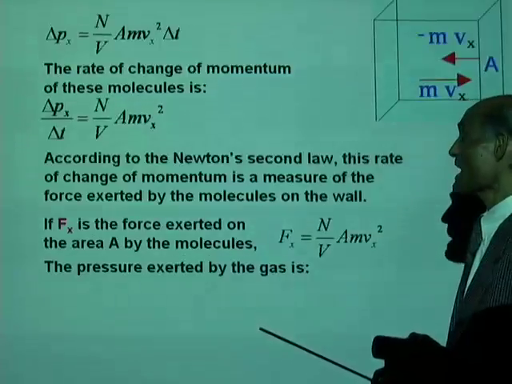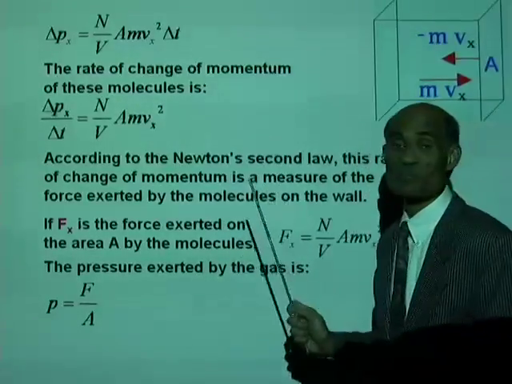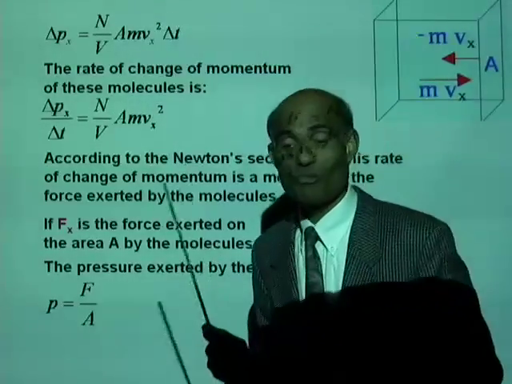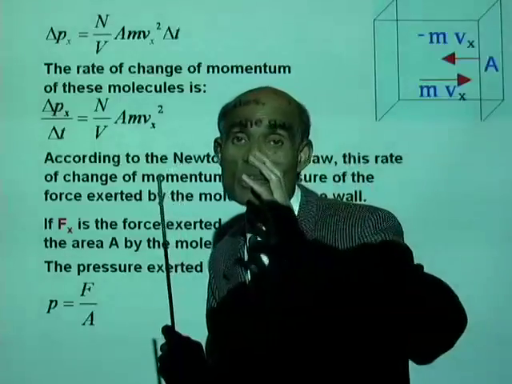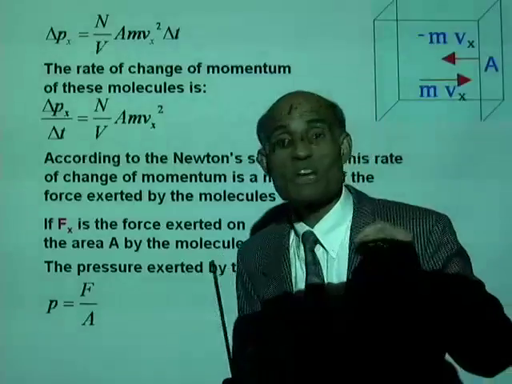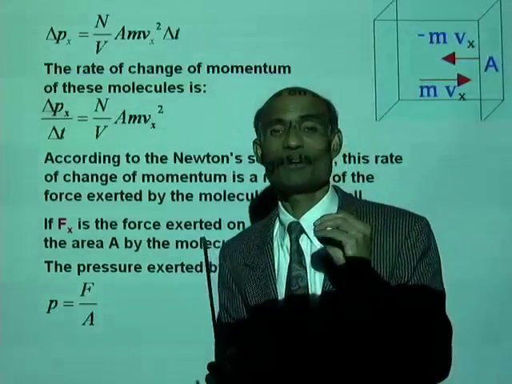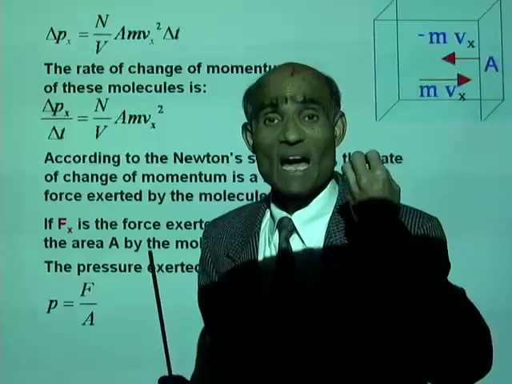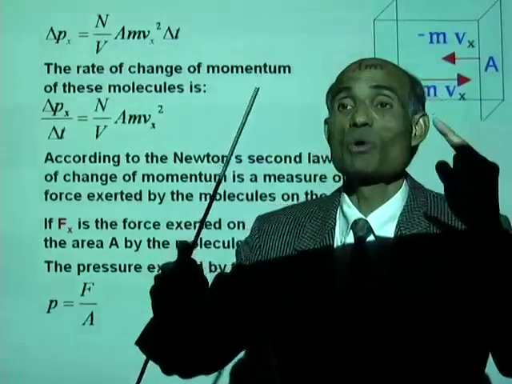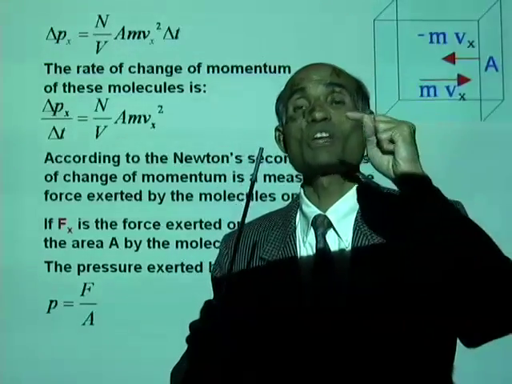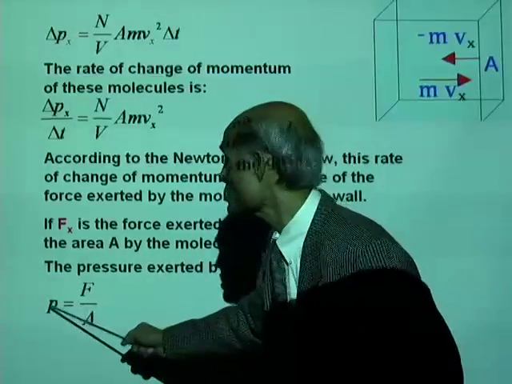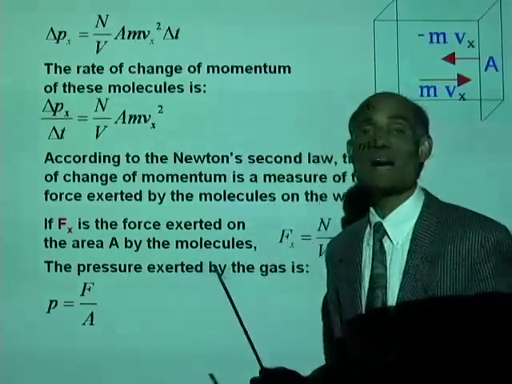The pressure exerted by a gas. You see, this is a measure of force, force exerted by those number of molecules on this wall of area A. What is the definition of pressure? I hope you remember. Pressure is defined as force per unit area. So if you know the total force acting on a certain area, that force divided by area will give you the pressure. Pressure equals force divided by area.